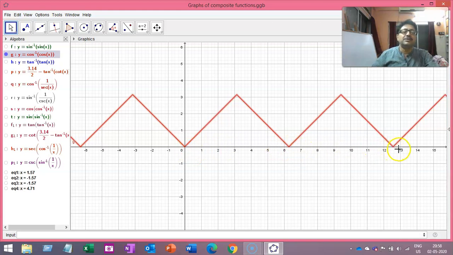Next also is going to be almost 6.28 to 12 point something, 6.28. That is equal to 2 pi. So over the length 2 pi, it is going to be repeated. So cos inverse cos x is also periodic, and of period 2 pi.